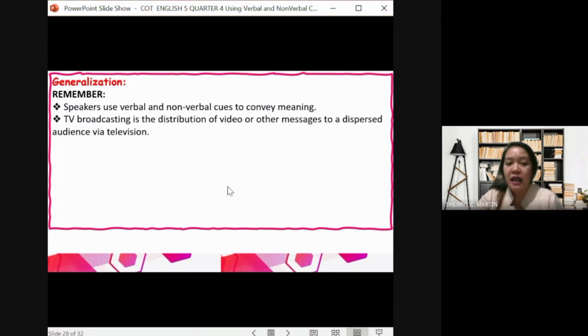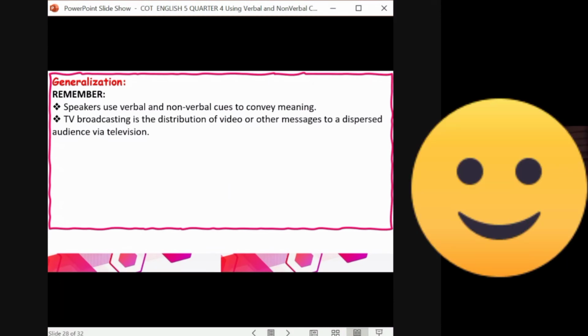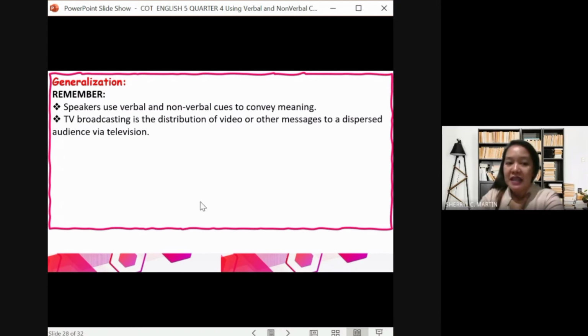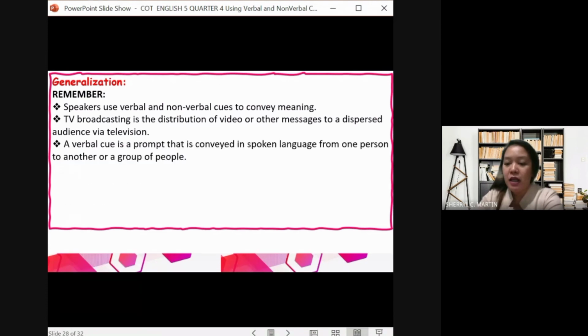Next, Asriel, kindly read number 2. Asriel, anak, go. TV broadcasting is the distribution of video or other messages to a dispersed audience via television. Okay, broadcasting is the distribution of video or other messages to a dispersed audience via television. Very good, Asriel.